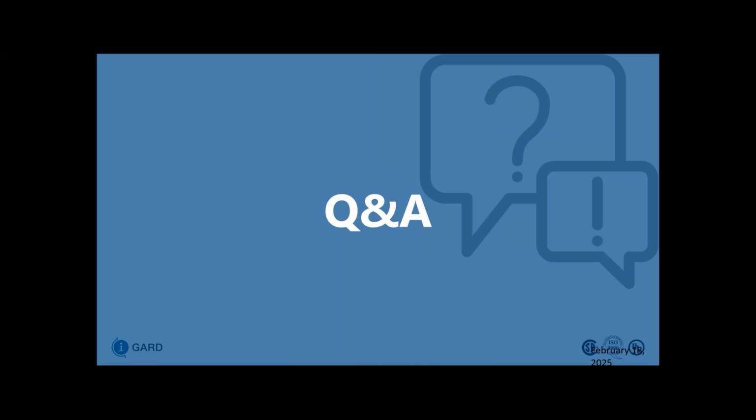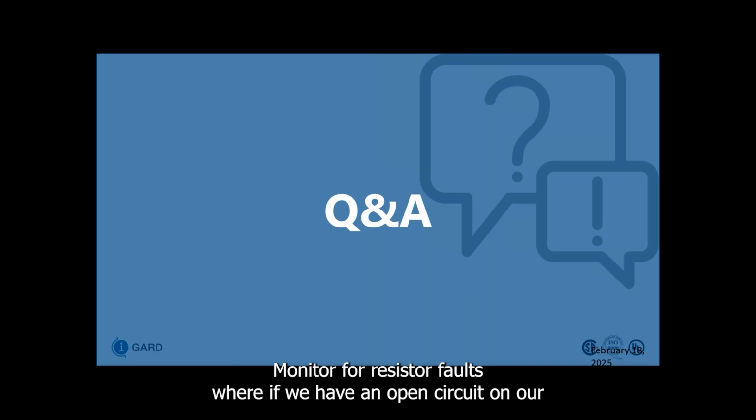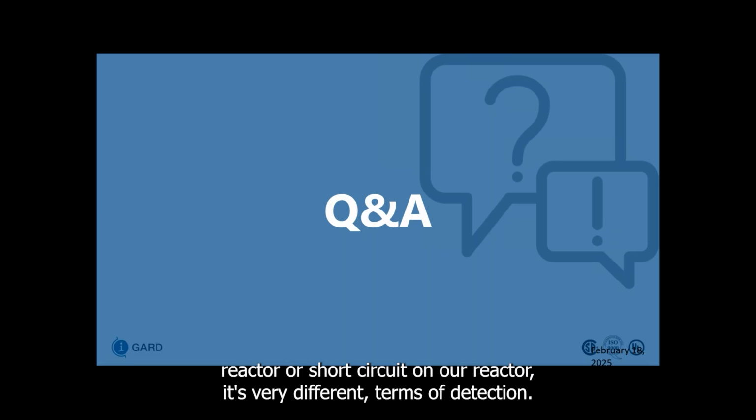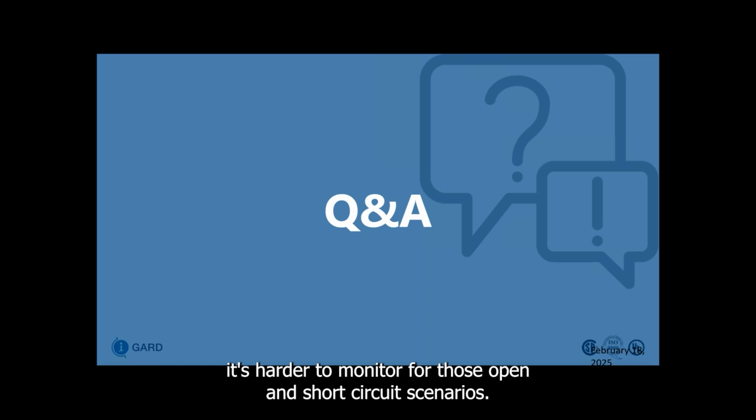So a reactor needs to be very specifically sized in accordance with the system and the prospective fault current that would be available. Now, reactors at the moment for Canada are very difficult to monitor for faults, where if we have an open circuit or a short circuit on a reactor, it's very different in terms of detection than on a resistor. Because reactors involve an inductance, it's harder to monitor for those open and short circuit scenarios.